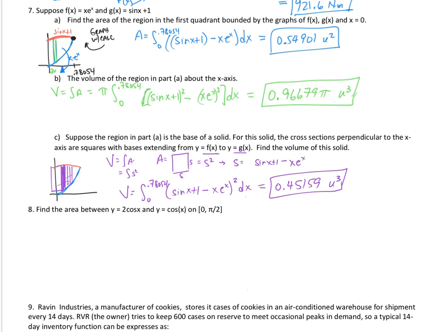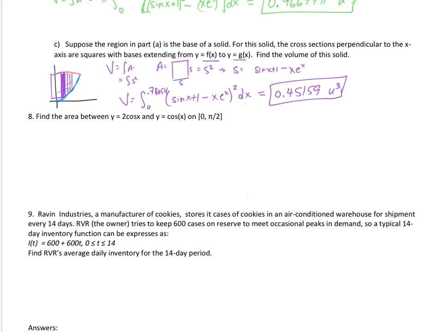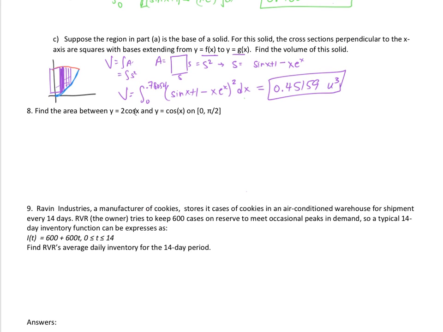All right, moving on to number 8. In number 8, we have to find the area between y equals 2 cosine x and y equals cosine x. Probably should have, to be consistent, put a parentheses there. Could have put a parentheses on this as well right here.